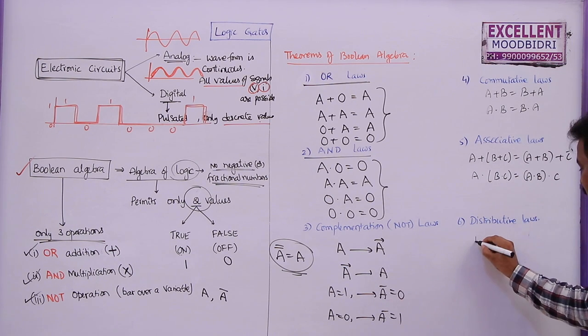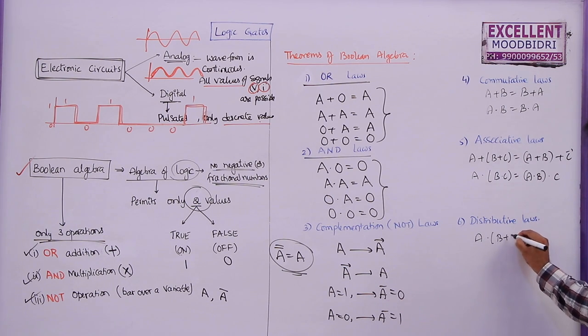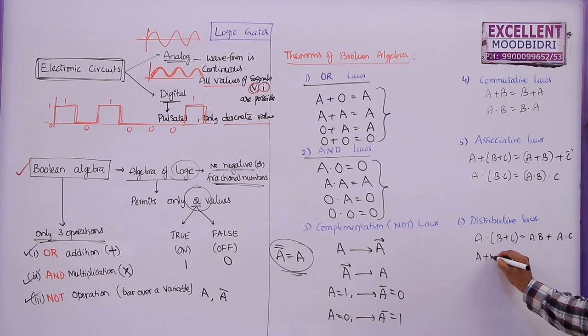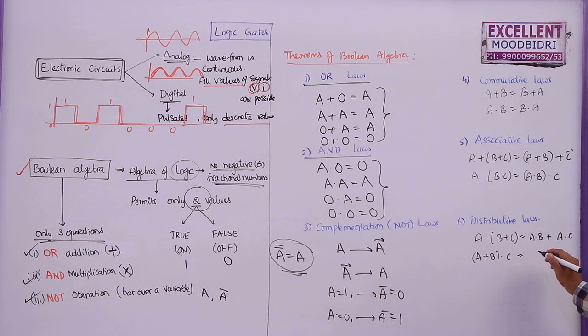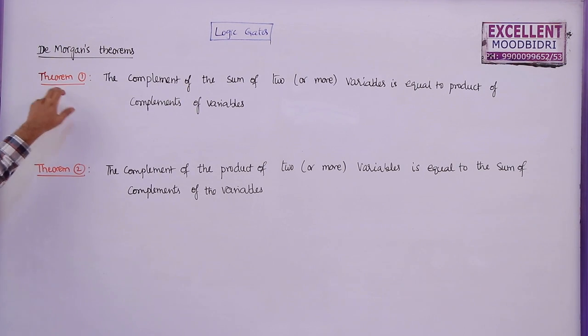Now in distributive law, A dot (B plus C) can be written as A dot B plus A dot C. And (A plus B) dot C can be written as A dot C plus B dot C.